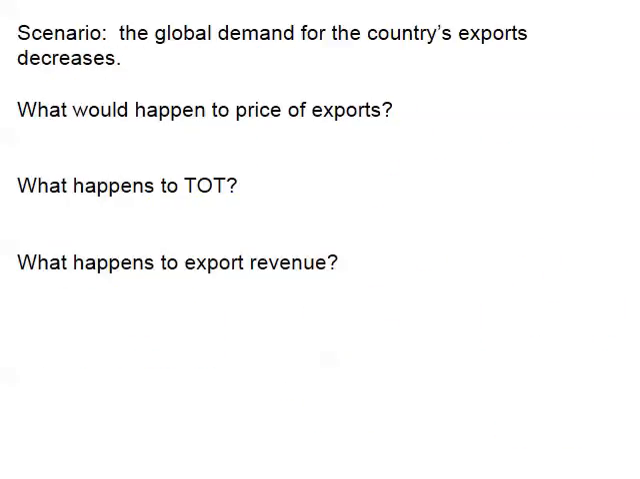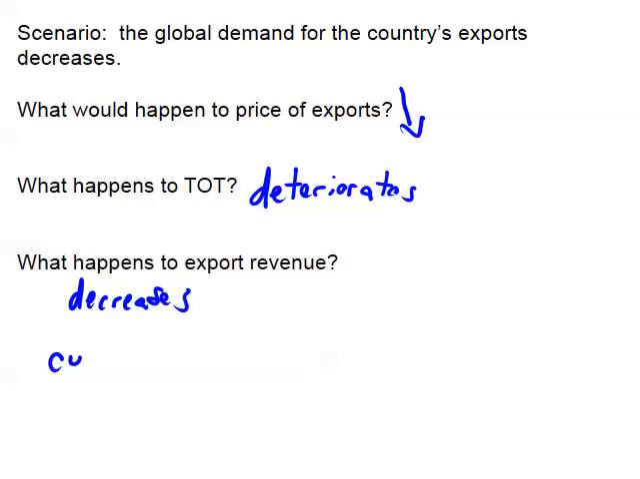So now if global demand for the country's exports decreases, what would happen to the price of exports? Well, we know that that would go down. We know that the terms of trade deteriorates. We know that export revenue decreases. And we know that the current account worsens. And if you need to go through the same exercise of showing a demand and supply graph and showing demand for exports decreasing and the total revenue box will in turn also decrease, go ahead and sketch that out.